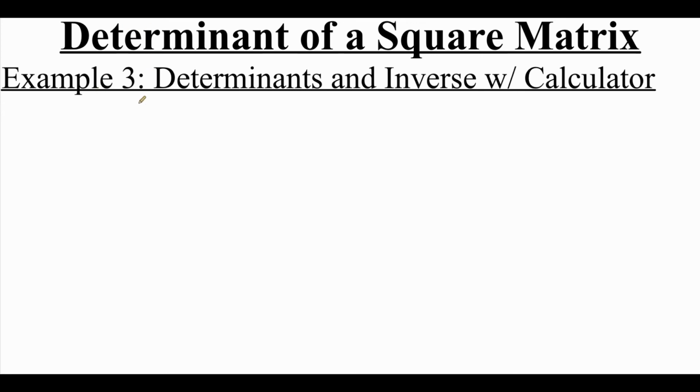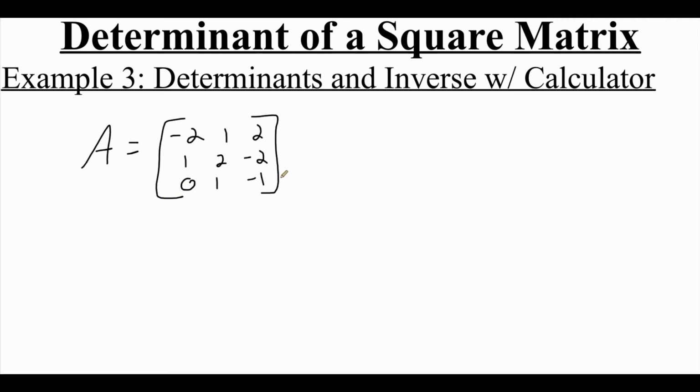Now, doing the determinant and finding the inverse of a 2 by 2 matrix is hopefully pretty quick and painless. But as we start to get into larger matrices, that's going to take a lot more work. So typically then we're going to use our calculator to help us out. So let's say we had a matrix A, and this is going to be a 3 by 3 matrix. Across the top row, it's going to go -2, 1, 2. Then in the middle row, I'm going to have 1, 2, -2. And then across the bottom row, I'm going to go 0, 1, -1.